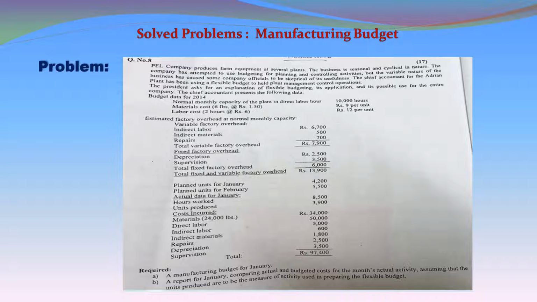Required: a manufacturing budget for January. B: a report for January comparing actual and budgeted costs for the month's actual activity, assuming that the units produced are to be the measure of activity used in preparing the flexible budget.